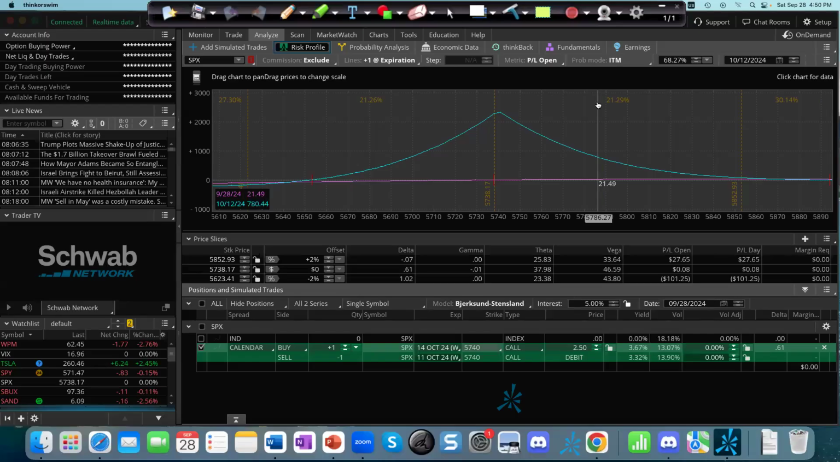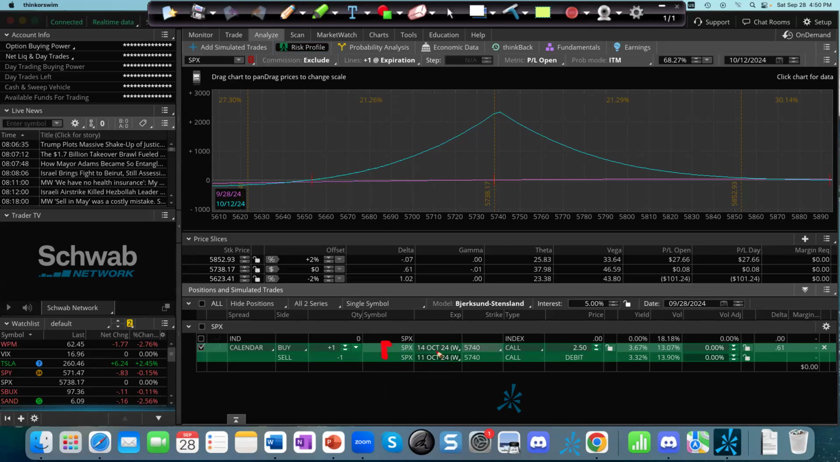All right, hi everybody. Let's talk a few minutes on calendar trades, and this is for beginners. What is a calendar? A calendar is a mixed month spread with the same strikes. So in this example, today is September 28th.